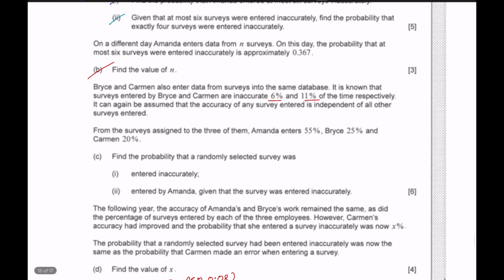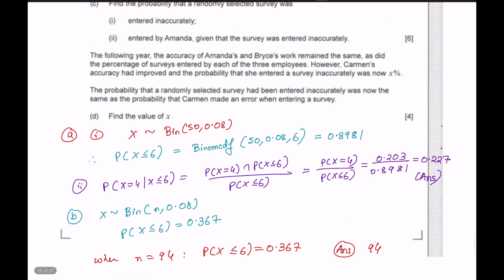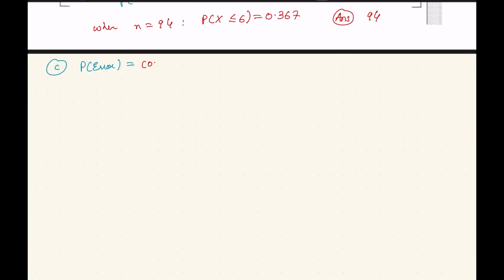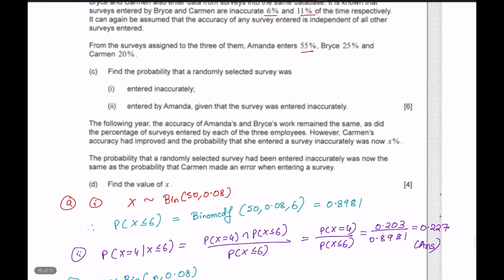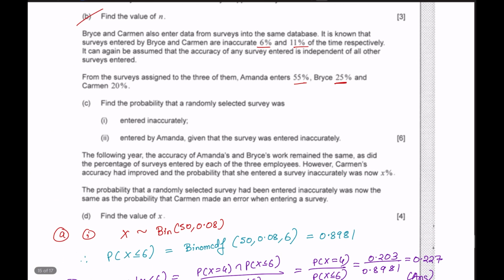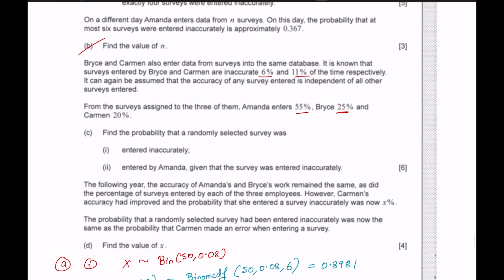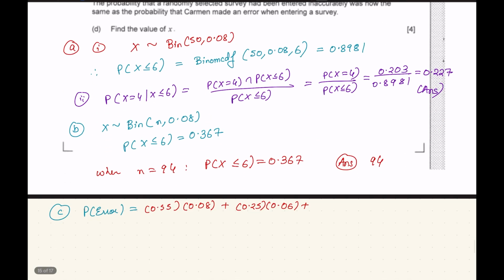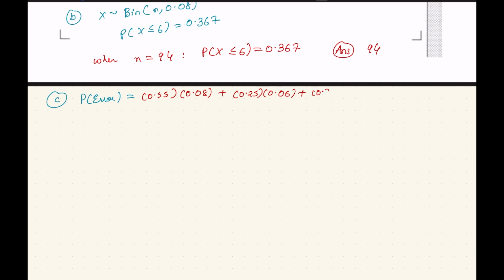So Amanda enters 55%. Out of this 55, 8% are incorrect. So this will be 0.55 and 0.08. Now next one is Bryce. Bryce enters 25%. Out of them, 6% is inaccurate. So 0.25, 0.06. And then Carmen enters 20%, and out of them, 11% are incorrect. So 0.2 times 0.11, sorry.